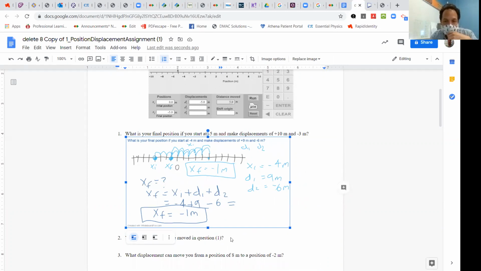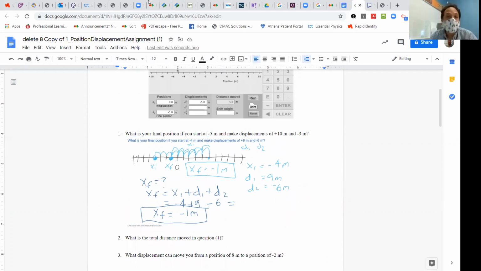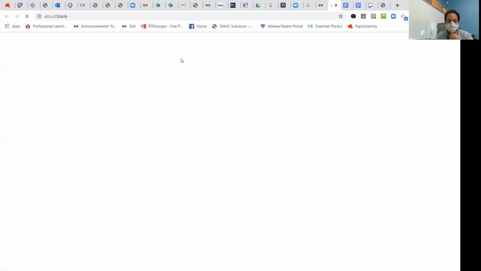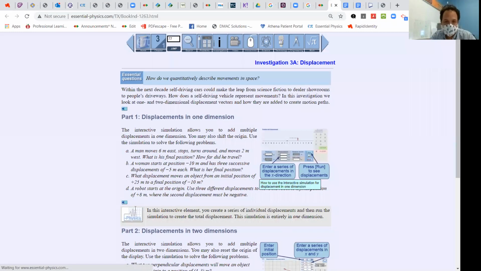All right. So then let's look at the book. The book has a little simulation you can play with that can help you with these.